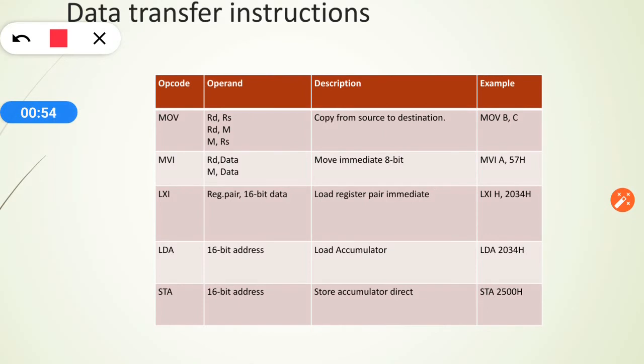moving data between the registers, that means between general purpose registers, from B to C, D to E, H to L and likewise, or for transferring data from these general purpose registers to the memory device and vice versa. So what are the instructions so that we can perform these tasks?